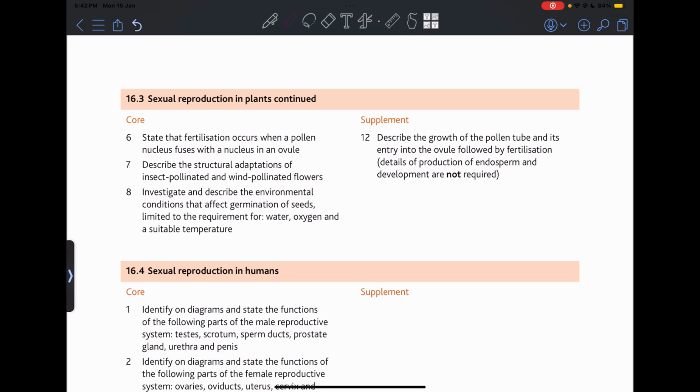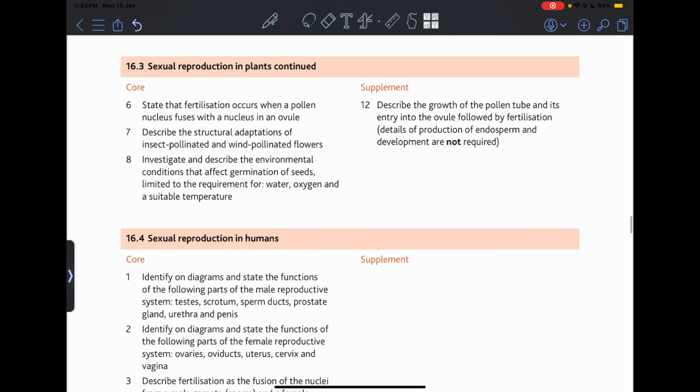Investigate and describe the environmental conditions that affect germination of seeds, limited to the requirement for water, oxygen, and a suitable temperature. So germination is basically the growth of seeds inside of the soil. When the seed is ready, it will grow out a plant, and it will grow out the fruit and the flower in the future. So germination is very important so that the plant can have roots down. Germination only needs water, oxygen, and a suitable temperature so that it can occur.